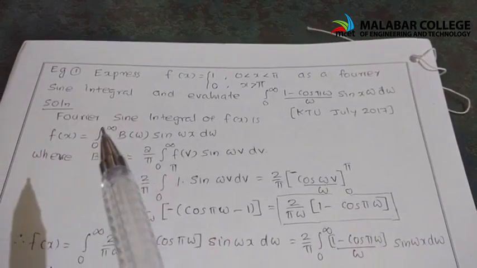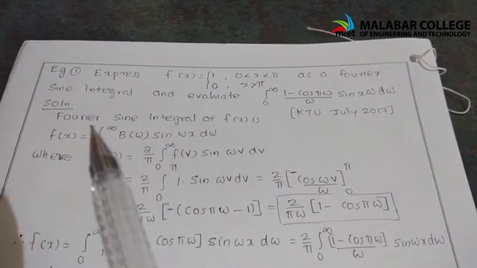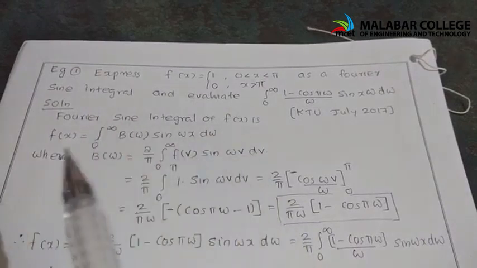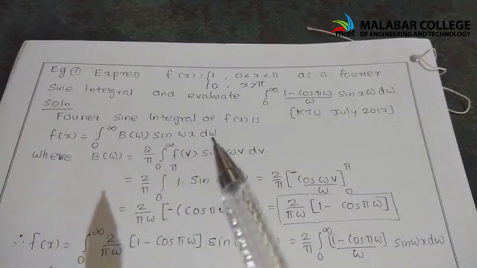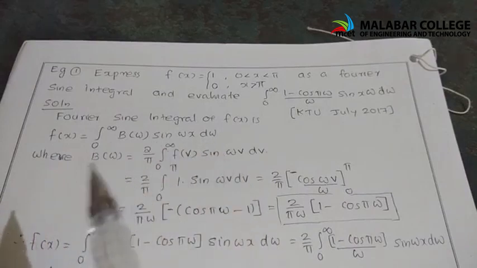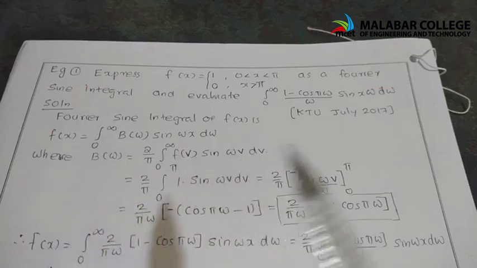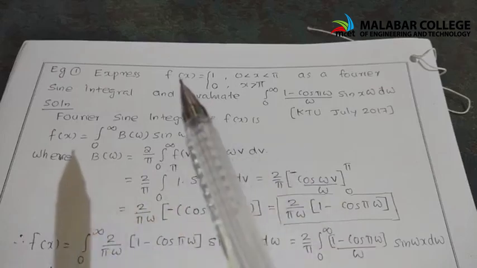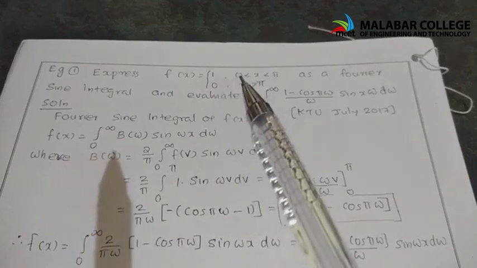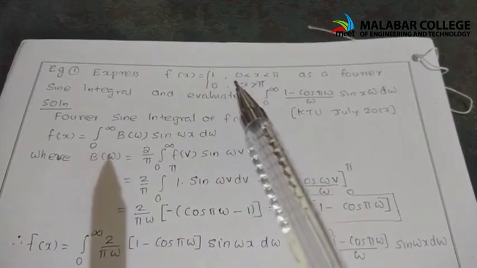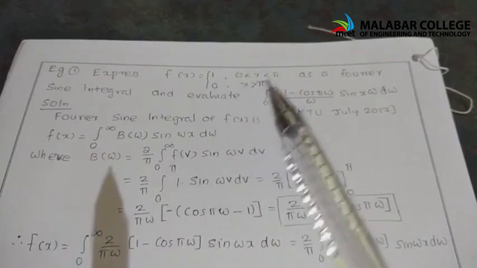For that, I am taking the formula which I have discussed earlier. So I am writing the Fourier sine integral of f of x equal to integral 0 to infinity b omega sine omega x d omega, where b omega equal to 2 by pi integral 0 to infinity f of v sine omega v dv. This f of v represents the function f of x itself, which is equal to 1 here. So while writing 1, we have to integrate from 0 to pi here.